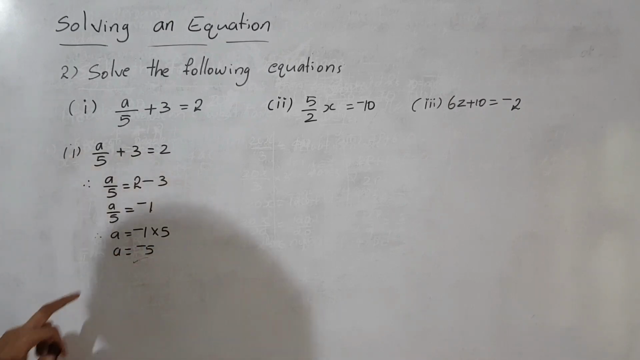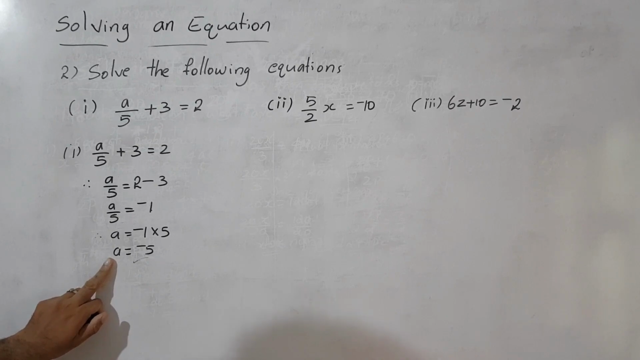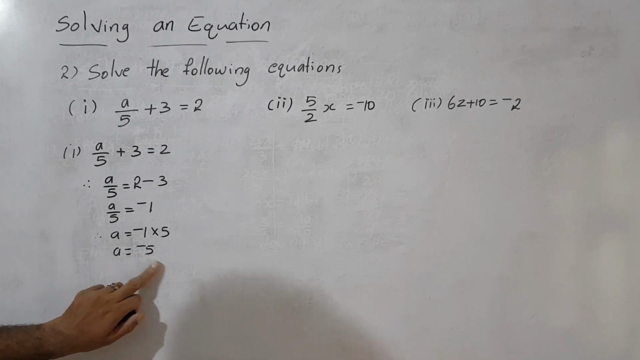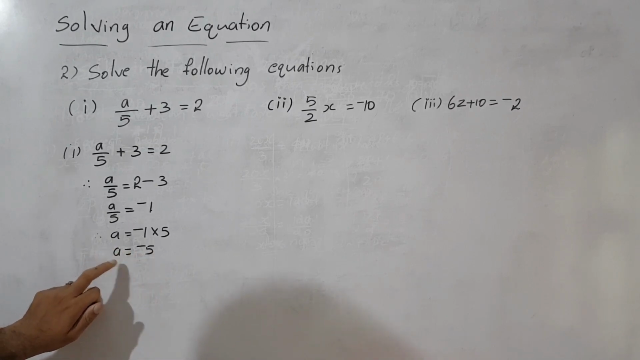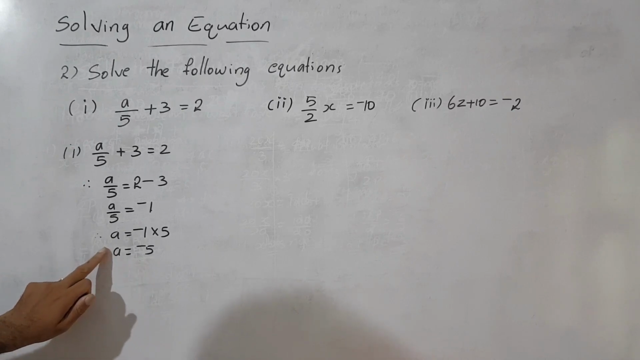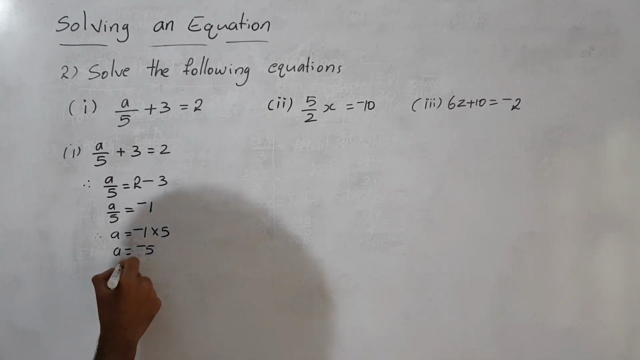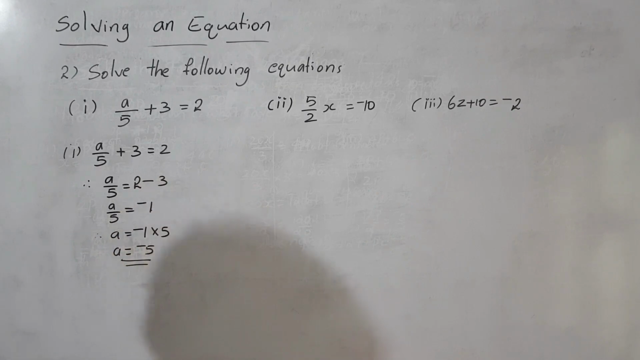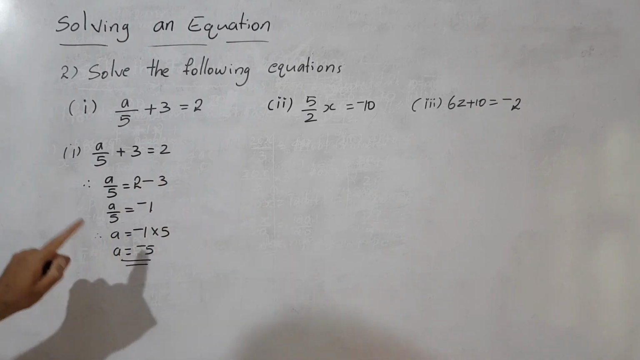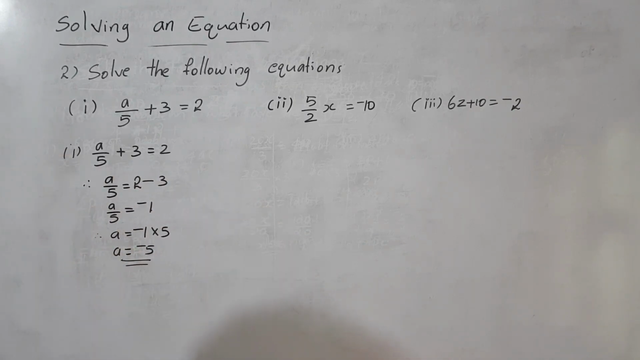Now we check any number with the variable a. Actually yes, but we do not consider it. Why? Because it's a 1. Now we do not have any number with a, so the value of a is equal to -5. So what is the idea? The solution of this equation is a is equal to -5.